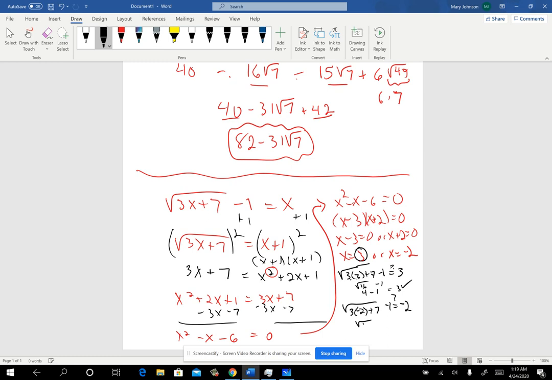This one would be square root of 1. Negative 6 plus 7 is 1 minus 1. And that would be 1, and 1 minus 1 would be 0. And it would not equal a negative 2. So we have to rule that one out. And so 3 would be our only solution.